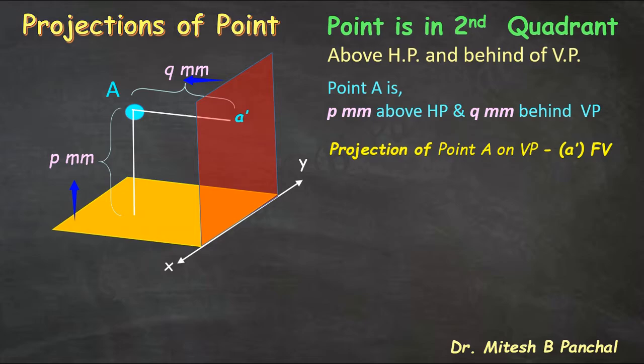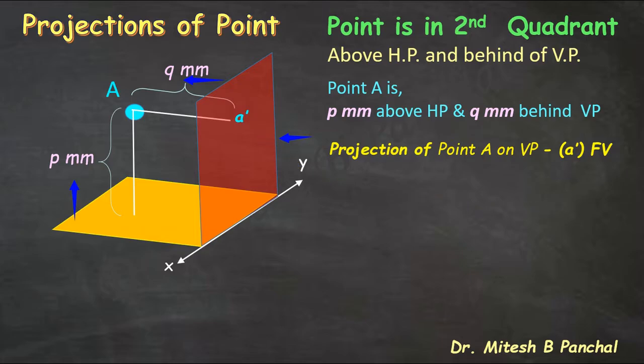Here, the point is in the second quadrant, and the position of the observer is from this side. So the plane of projection is in between the object, that is point A, and the observer. So the plane of projection is considered here as a transparent plane. So on VP we have the front view, that is A dash.